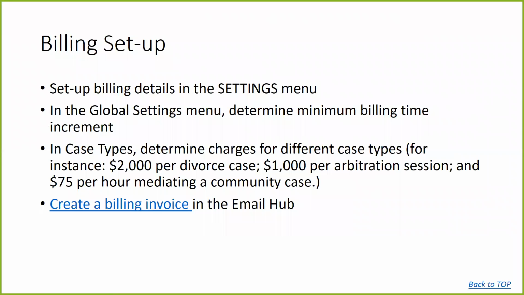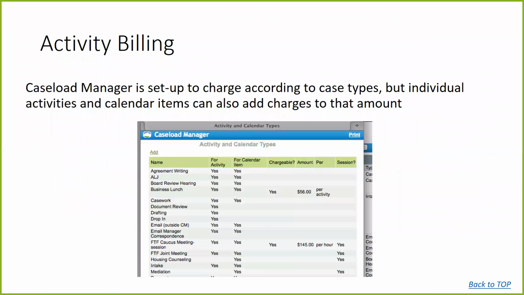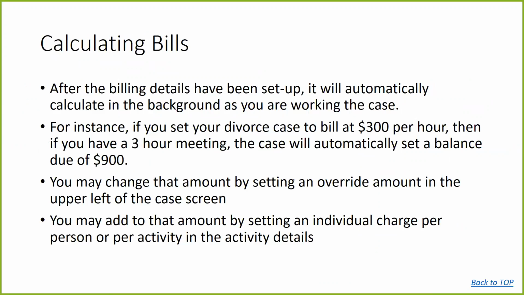Okay? We looked at billing setup. So we did that in the settings menu. And then we went down to case types and we looked at different charges. Again, you can charge those per case, per session, or per hour. We also looked at creating a billing invoice, and you can set up that invoice over in the email hub. And then finally, if you're charging by session or by activity, you can go down to settings, activity, and calendar types, and then set up those specifics as well, okay? This also lets you know about how you can override that amount.